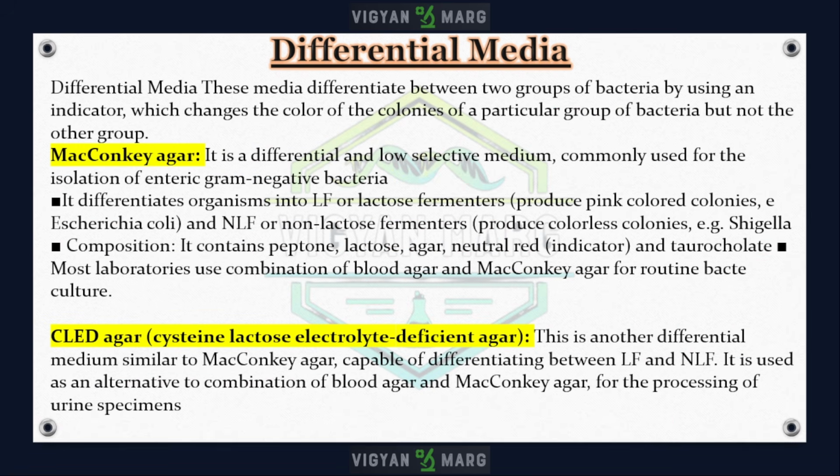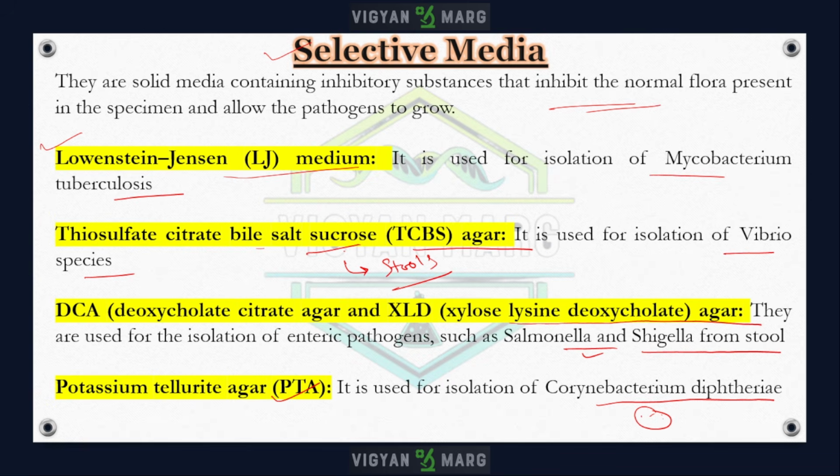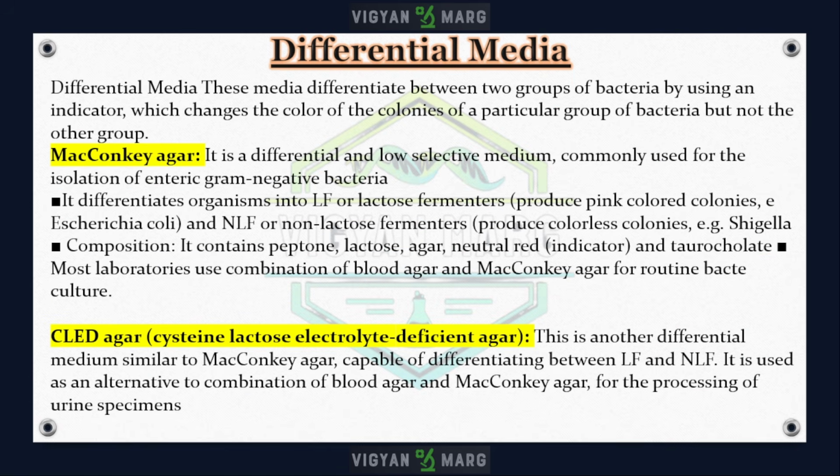So the concept is that selective media contain one or more inhibitory agents like bile salts, dyes, high salt, or antibiotics that suppress unwanted organisms, enriching for the pathogen of interest. And next is differential media. These differential media are designed not so much to inhibit organisms but to visually differentiate them based on their biochemical properties.